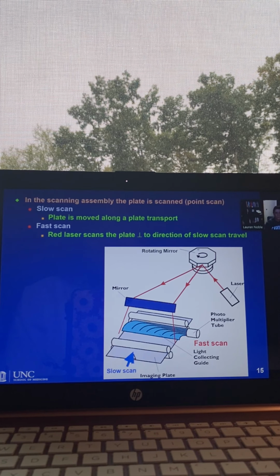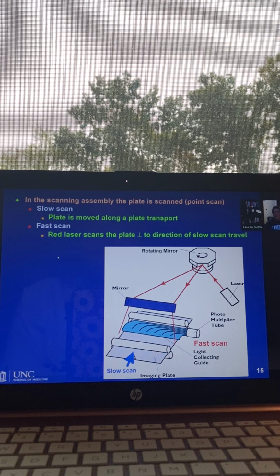And to give you an idea as to what this looks like, your book has fairly decent images as well, but I like this one just a little bit better. In the scanning assembly, the plate is scanned, referred to as a point scan. But some of the terminology that you need to know is slow scan versus fast scan. Slow scan refers to the direction that the plate is traveling into that scanning mechanism. It's referred to as slow because the plate does move slowly.